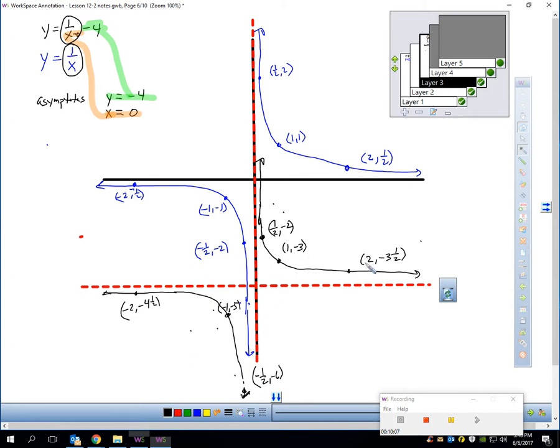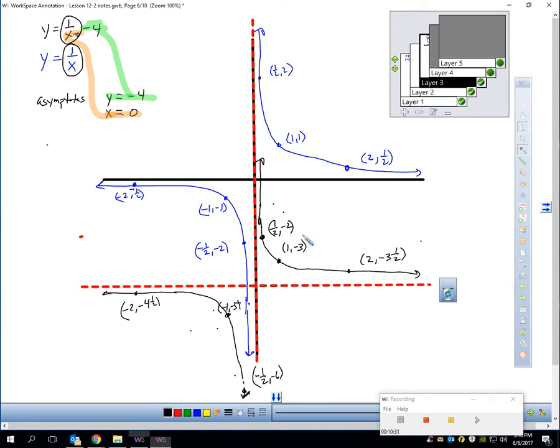Now, to get the points for these, it's similar. We have to pick some easy things, like if I plug in a half, 1 divided by half is 2, and 2 minus 4 is negative 2. And if I plug in 1, 1 over 1 is 1, minus 4 is negative 3. And if I plug in 2, a half minus 4 is negative 3 and a half.